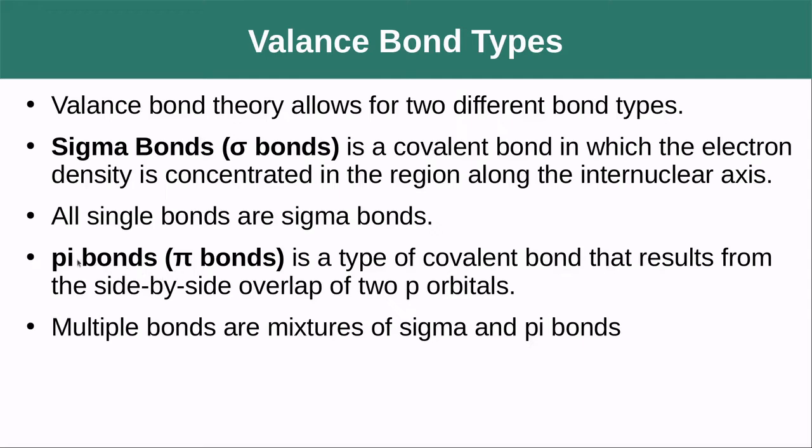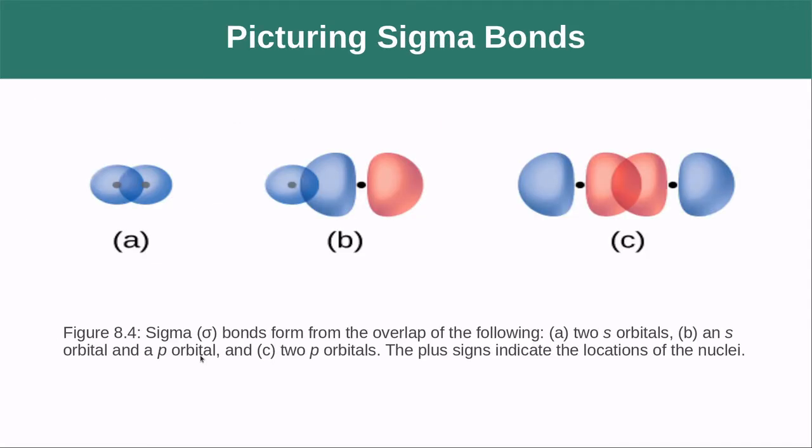After that, double bonds and triple bonds are what they call pi bonds. This is a type of covalent bond that results from the side-by-side overlap of two p orbitals. So multiple bonds are mixtures of sigma and pi bonds.